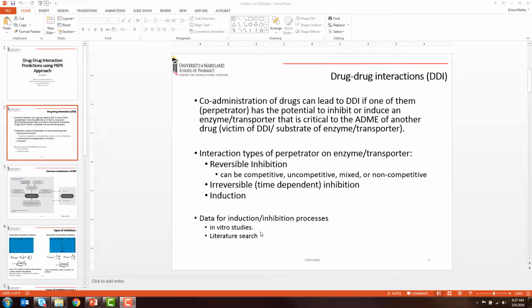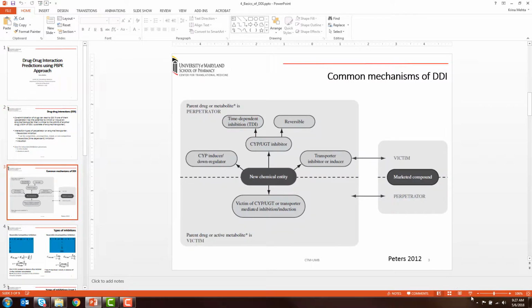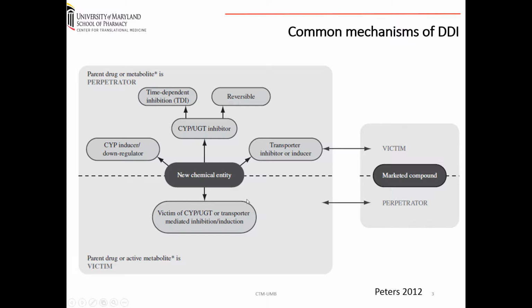So now let's move on to the next slide. This figure shows common mechanisms of the drug-drug interactions. A marketed drug can be either a victim or a perpetrator, as well as the new drug that you are interested in assessing the DDI with one of the marketed drugs. So your new drug can be either the victim, as I said earlier, or a perpetrator. If it's a perpetrator, it's basically the different types of inhibition or induction processes that I just described in the previous slide.